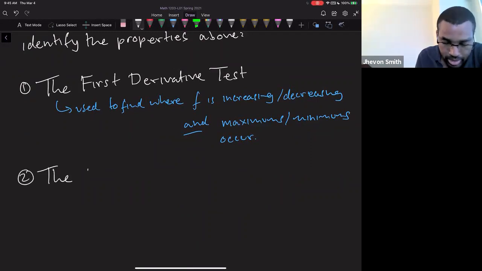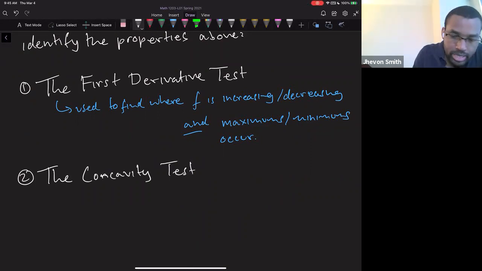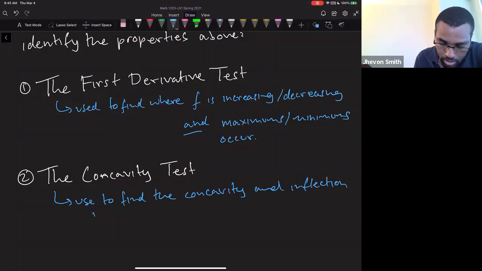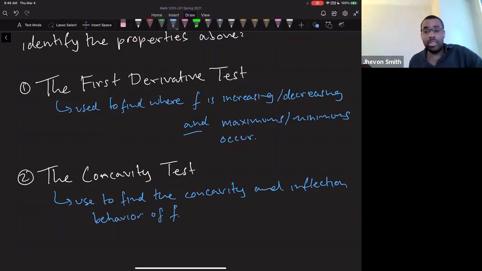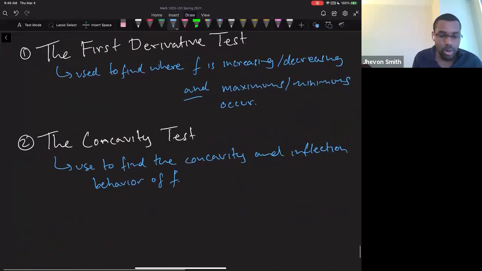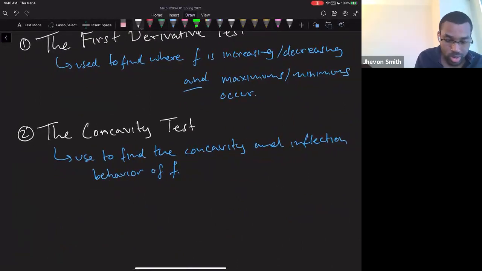Second test is the concavity test. So this is the test that would tell you about, well, concavity and inflections, used to find the concavity and inflection behavior. Is it concave down? Is it concave up? Did an inflection occur? Did the concavity change? If those are all your questions, you want to do something that's called the concavity test. Obviously, since we know that concavity is determined by the sign of the second derivative, the concavity test involves using the second derivative.